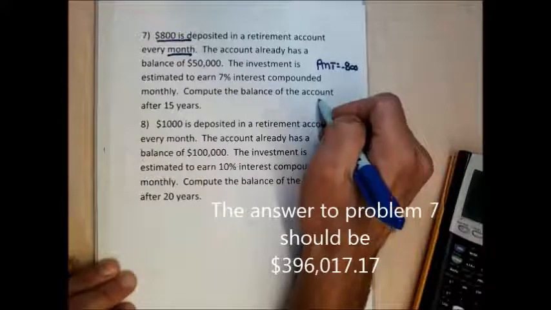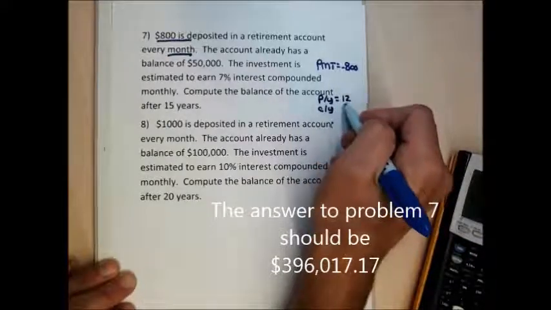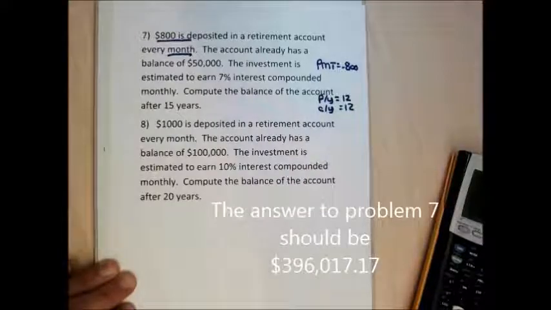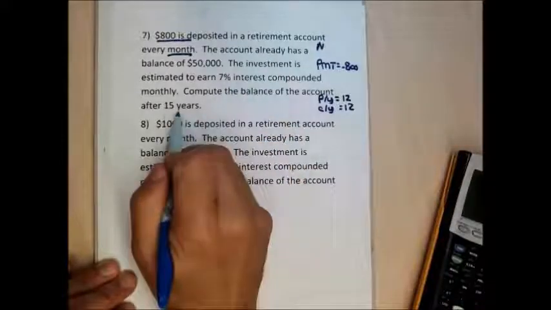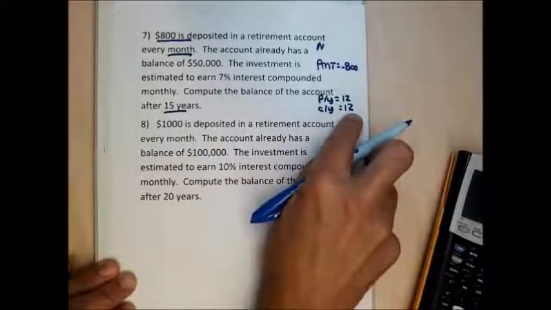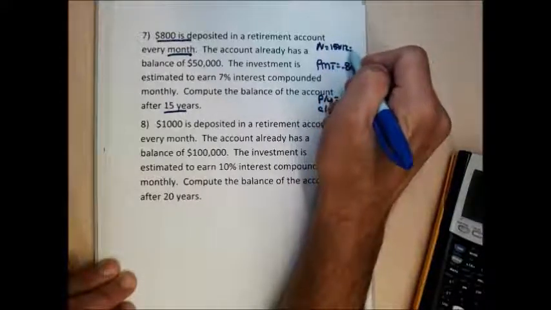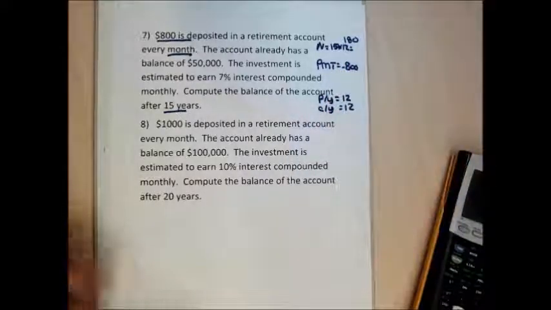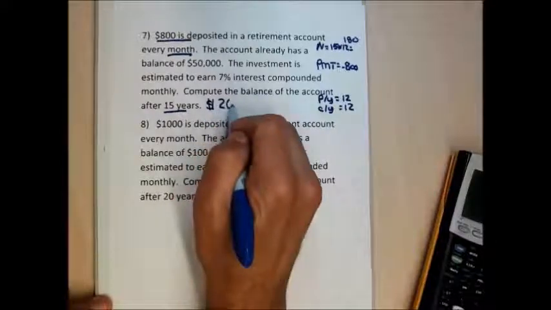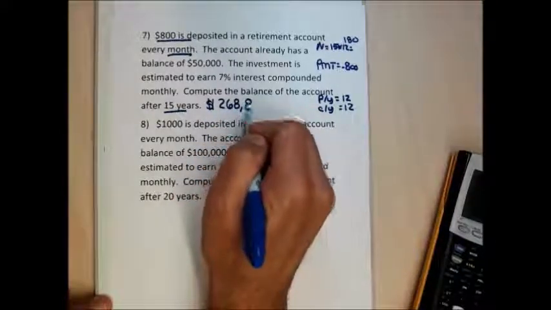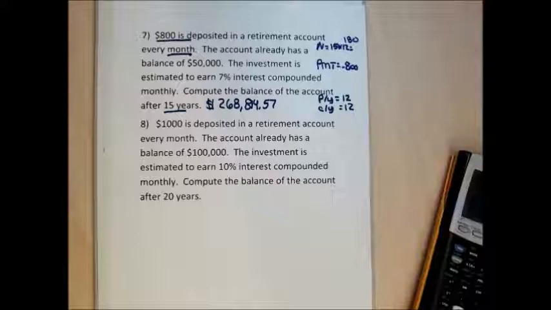In that first sentence where it says the amount is deposited every month, there's 12 months in a year. The PY and the CY are going to be 12. And as you work through the problem and try to figure out what the N is going to be, the number of years times the number of deposits per year, your N's going to be 15 times 12, which I think is 180. I'll let you figure out the rest, and I'll write down an answer from my key that's sitting in front of me that I hope is correct. I got $268,814.57 for my answer to that.